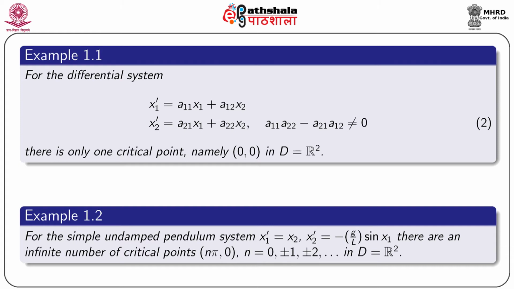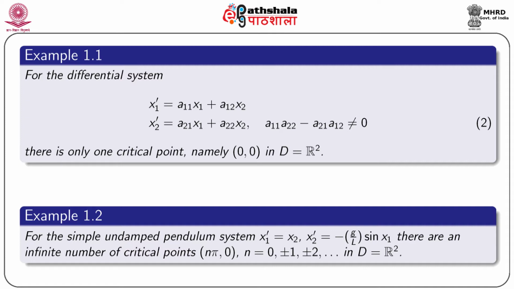Consider this system of differential equations: dx1/dt is equal to a11 x1 plus a12 x2, and dx2/dt is equal to a21 x1 plus a22 x2, where a11 a22 minus a21 a12 is not equal to 0. If that is the case, and you put this equal to 0 and this equal to 0, we will see that there is only one solution, namely (0, 0), and hence that is the only critical point of this system.